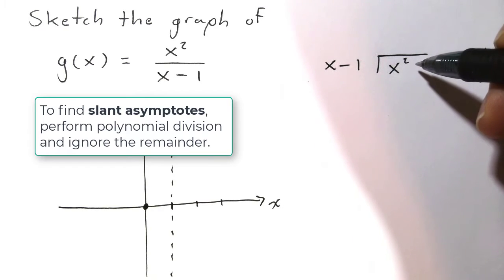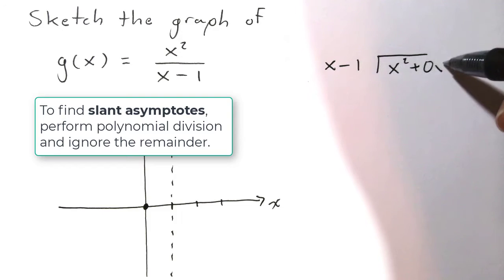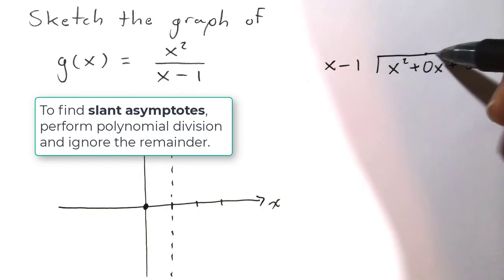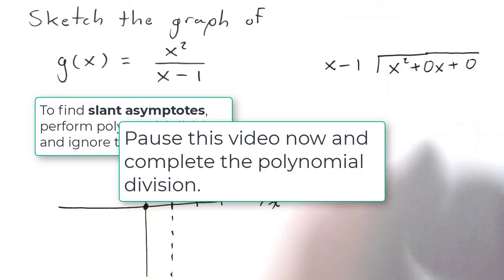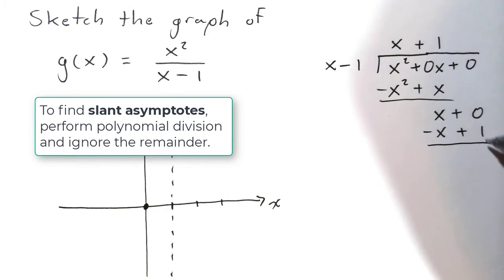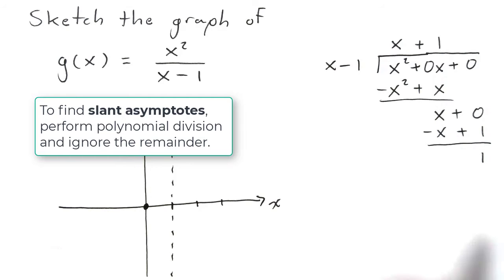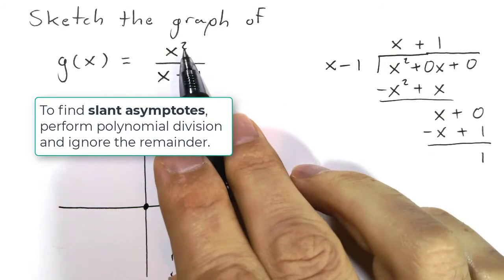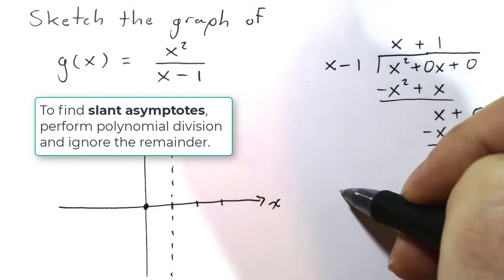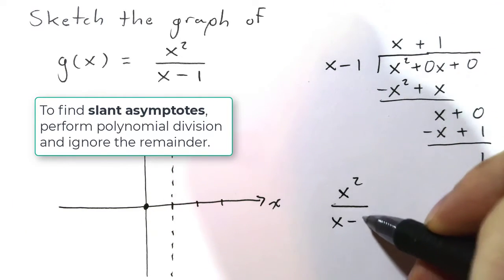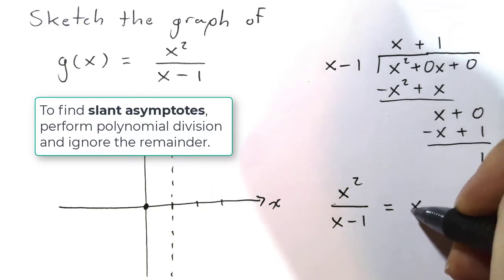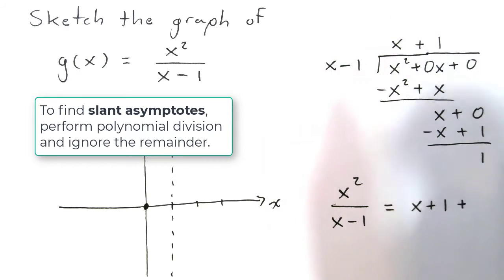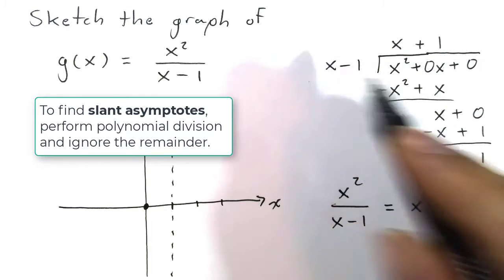It's always a good idea, I think, to write out this polynomial in its entirety. So let's write out the other terms with the zeros as their coefficients. It's the same thing. And what do I get? A remainder of 1. What does that mean? That means that x squared divided by x minus 1 is equal to the result that I obtained up here, x plus 1 plus 1 over x minus 1.